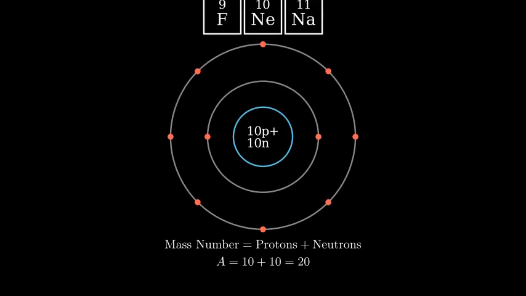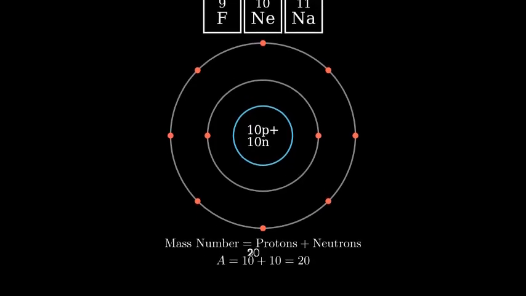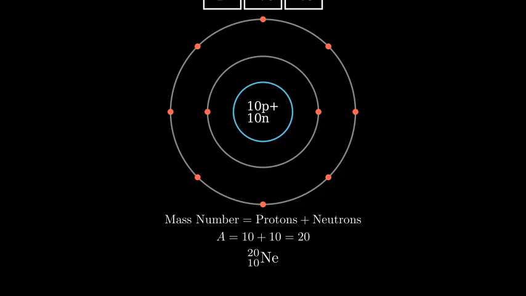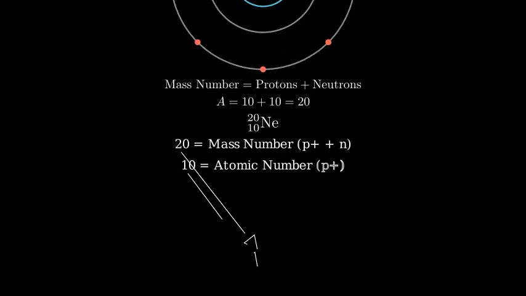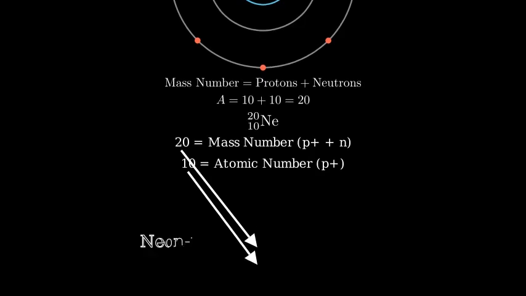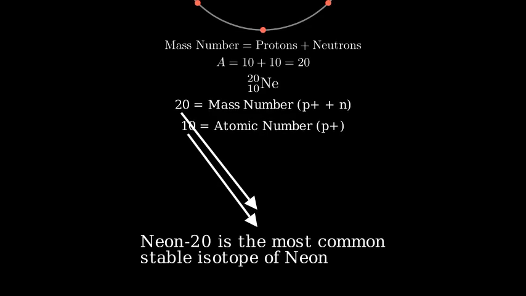10 protons plus 10 neutrons equals 20. Therefore, this specific isotope of neon is written as neon-20, or in scientific notation as ²⁰₁₀Ne. In this notation, the superscript 20 represents the mass number, while the subscript 10 represents the atomic number. This particular isotope of neon is actually the most common and stable form found in nature.